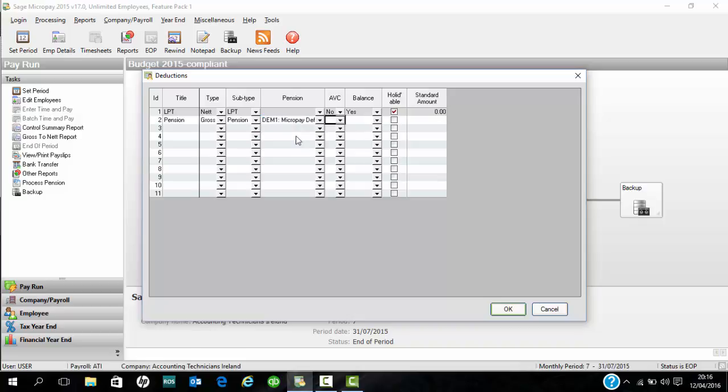Now, AVCs are additional voluntary contributions, where it allows you to pay extra money in there. And it turns out you're better off clicking yes. And as I said, the balance is done as normal.